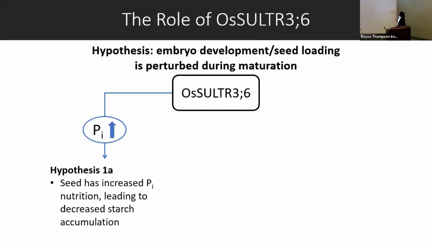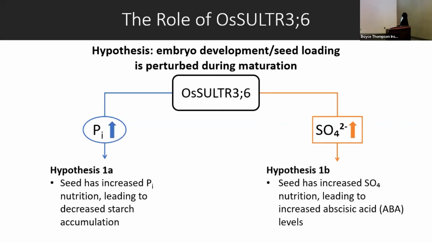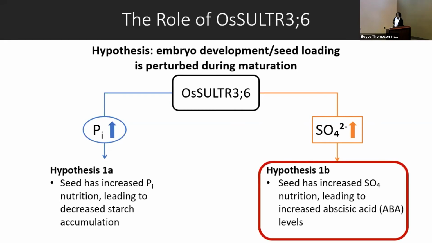If this gene encodes for a phosphate transport protein, the mutant seeds will have increased inorganic phosphorus nutrition, leading to decreased starch accumulation. And instead, if this gene encodes for a sulfate transporter, the mutant seeds will have increased sulfate nutrition, leading to increased abscisic acid levels. Our first experiments will start by addressing hypothesis 1B.